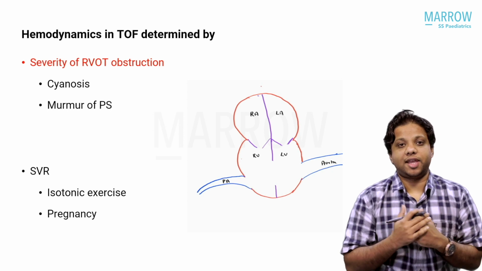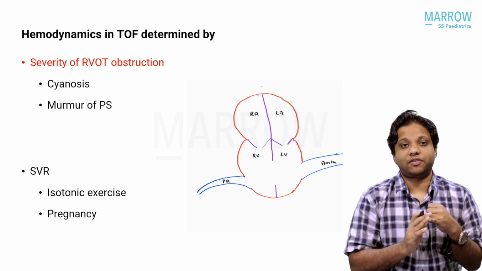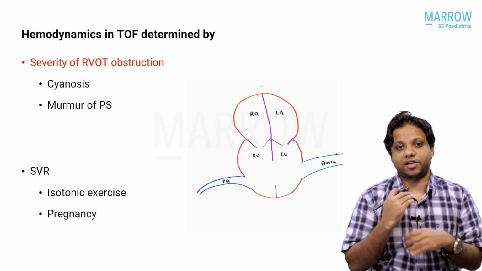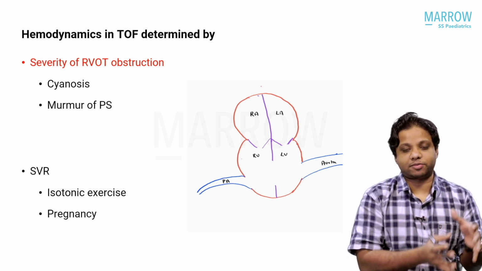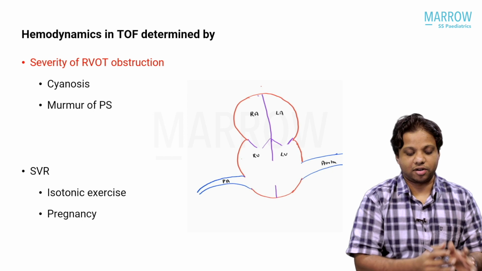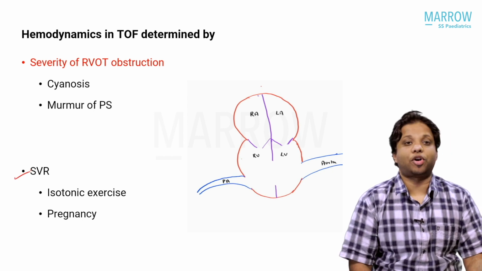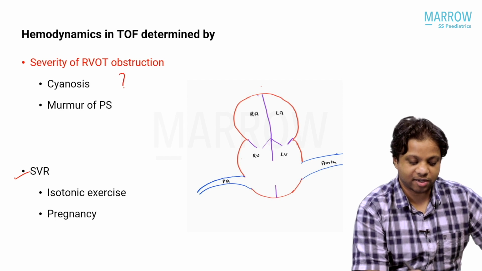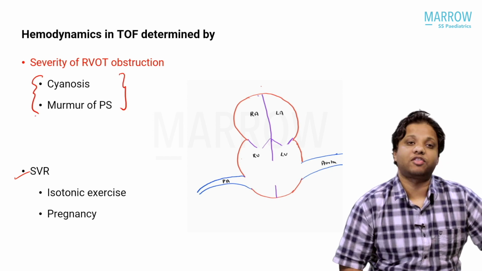Today we'll be dealing with Tetralogy of Fallot. Now, what determines the hemodynamics of TOF? It's mainly the severity of RVOT obstruction. Whether it's a mild TOF or a moderate TOF or a severe TOF is mainly characterized by the severity of RVOT obstruction. And to a lesser extent, hemodynamics is determined by systemic vascular resistance. So you need to know the relationship between cyanosis and murmur of PS.